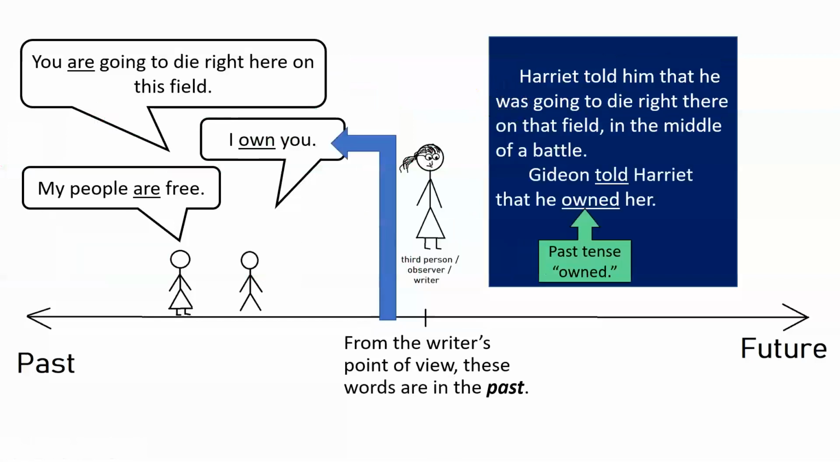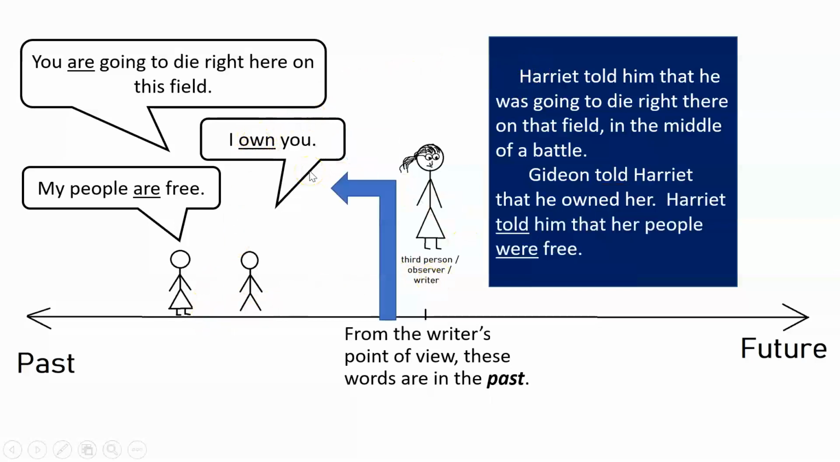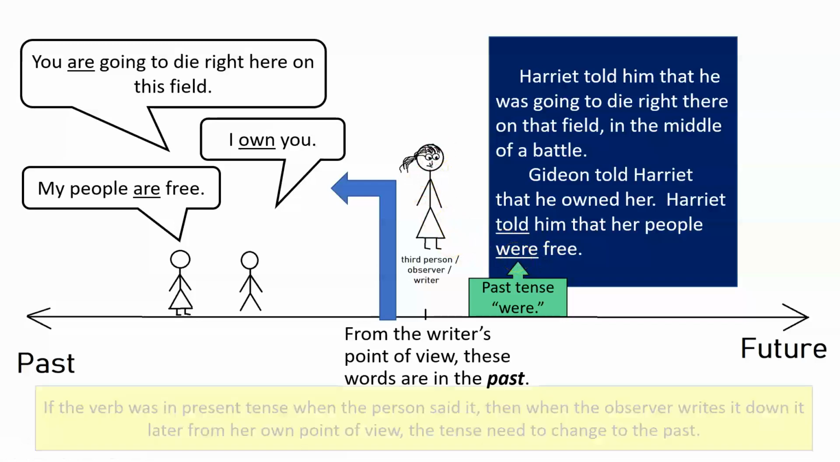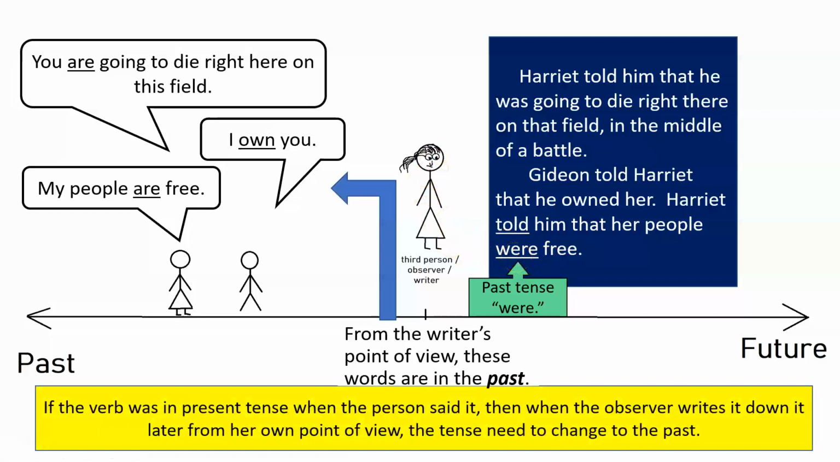And Gideon told Harriet that he owned her because it was present when he said it, but now it's 100 years later. He owned her. And Harriet told him that her people were free. So at this time she used the verb are, but that is already past now. So when I explain it, I'm going to say her people were free. If the verb was in the present tense when the person said it, then the observer writes it down later from her own point of view, and the tense needs to change to the past.